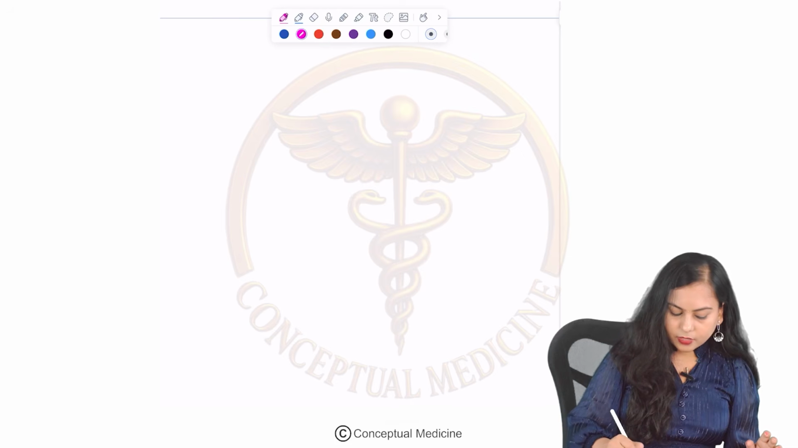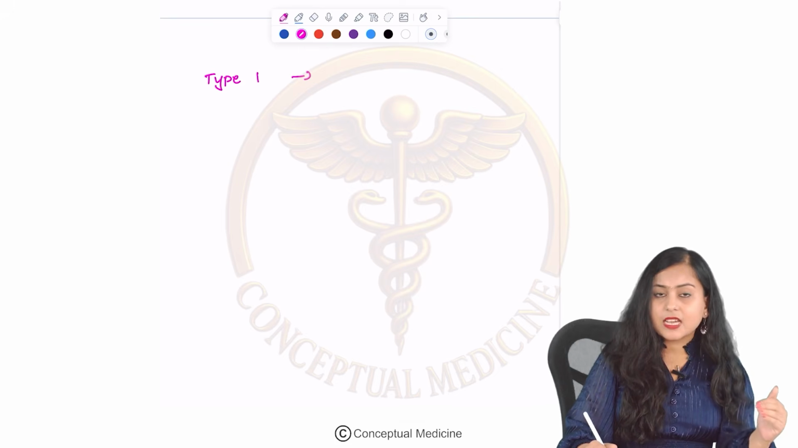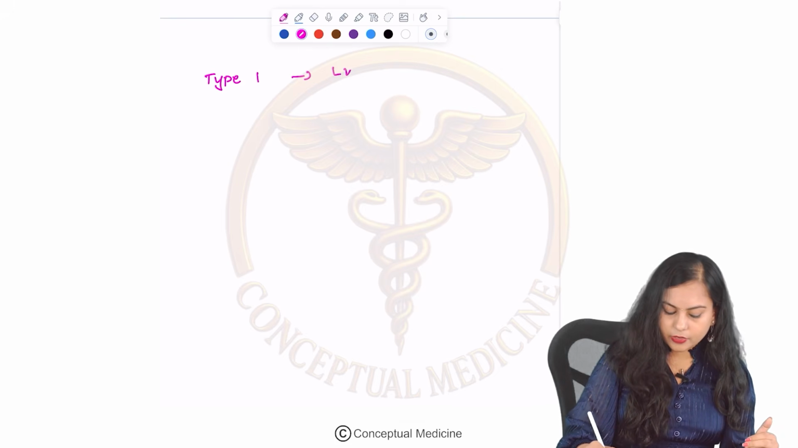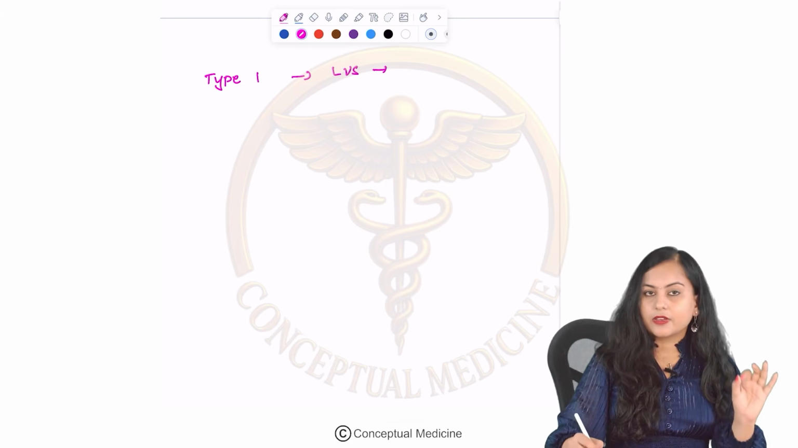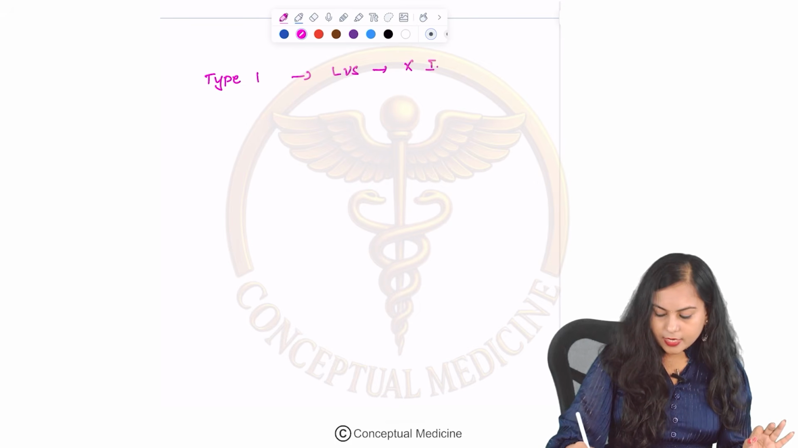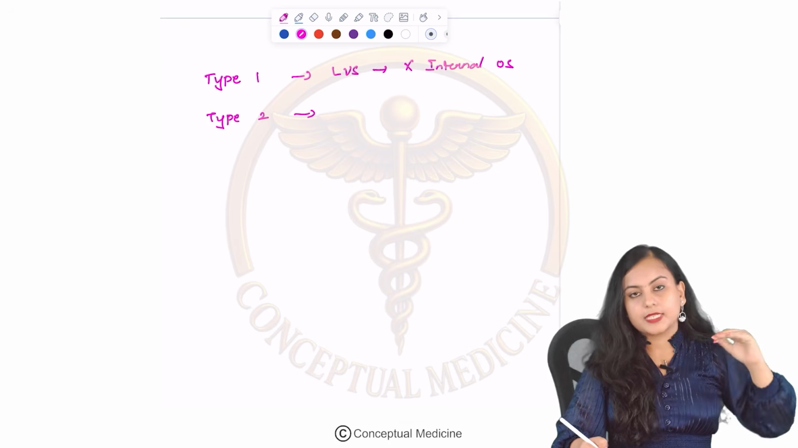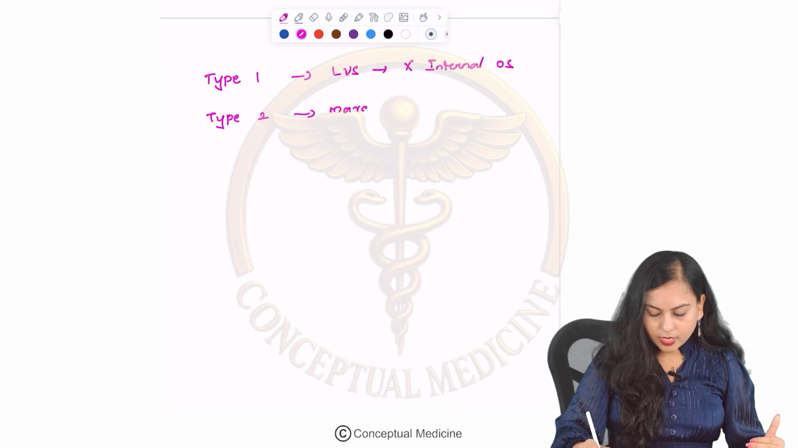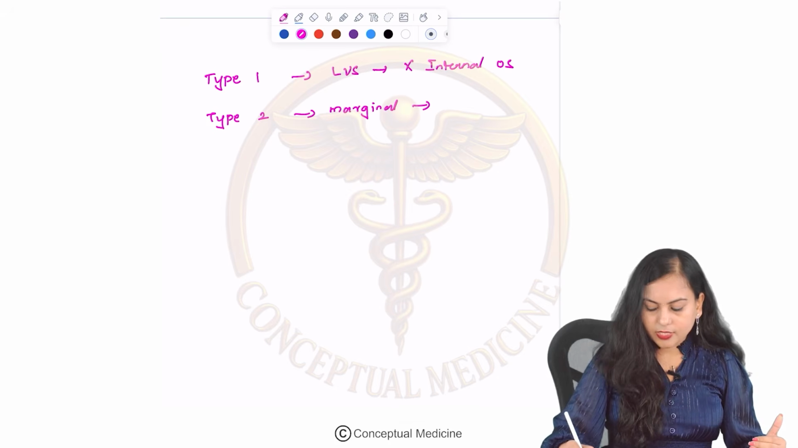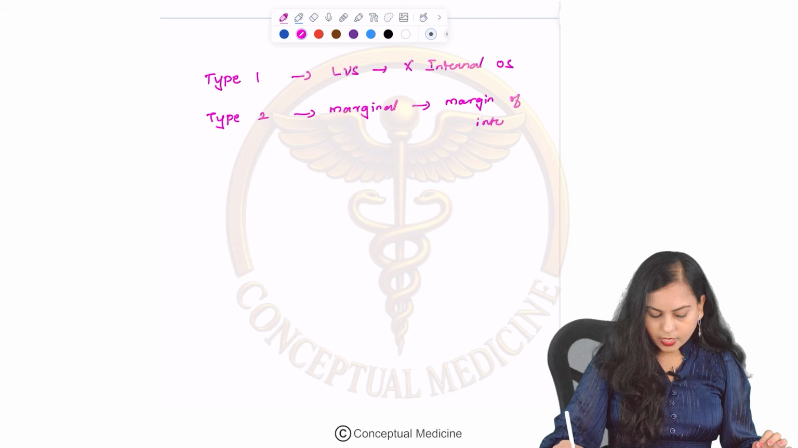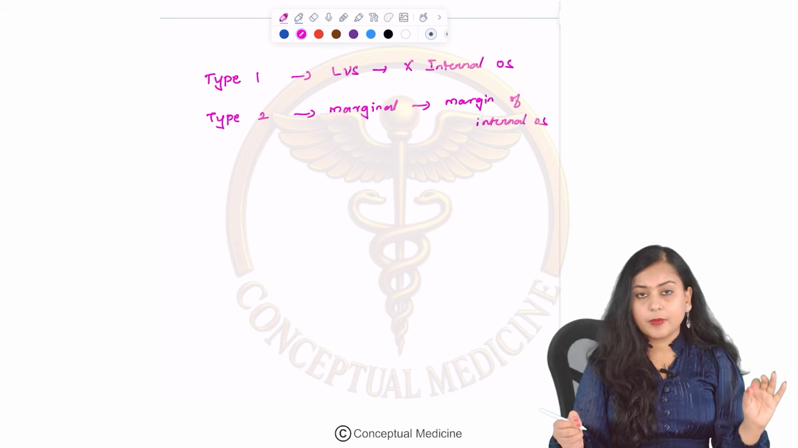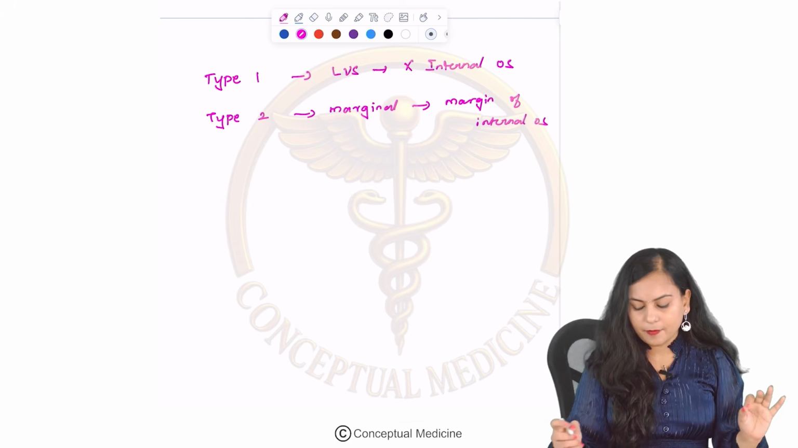So we have type 1 placenta previa, where the placenta is implanted in the lower uterine segment, but the placental margin is not touching the internal os. Next is type 2 placenta previa, also known as marginal placenta previa. What is happening here? It touches the margin of the internal os, but the internal os is not covered by the placenta.